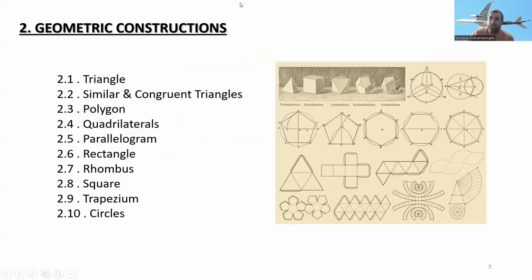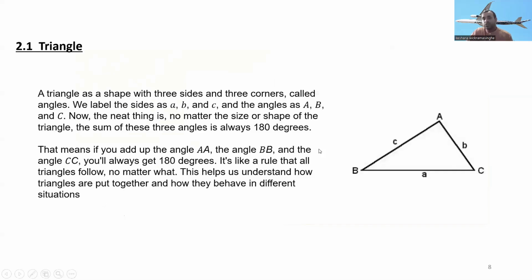Under geometric constructions, I'm going to teach you about the triangle, similar and congruent triangles, polygon shapes, quadrilaterals, parallelograms, rectangle, rhombus, square, trapezium, and circles. Let's go one by one. Now let's go to the first one, the triangle.